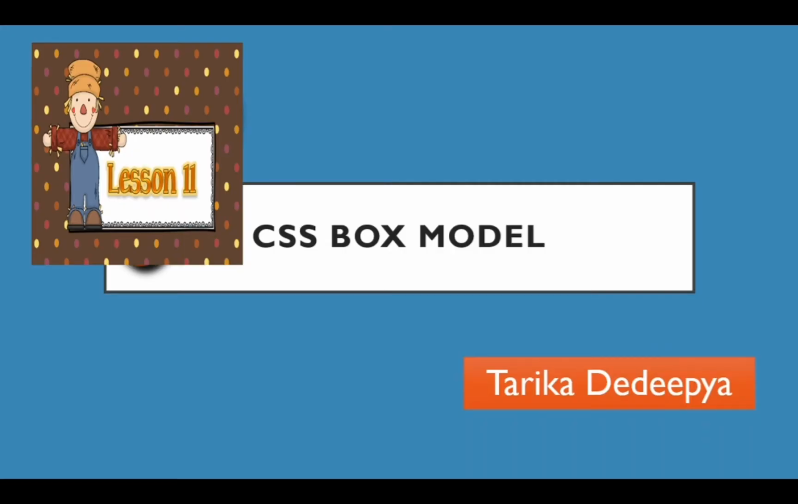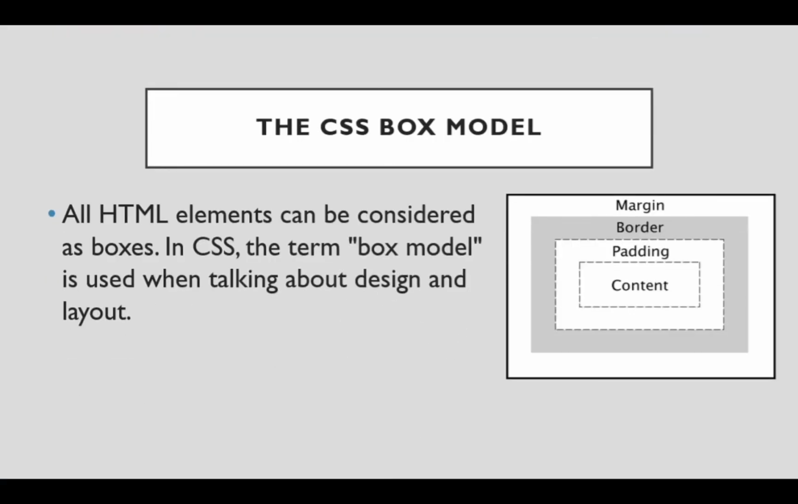So friends, today we are going to see about the CSS box model, lesson number 11. All HTML elements can be considered as boxes. In CSS, the term box model is used when talking about design and layout. The CSS box model is essentially a box that wraps around every HTML element. It consists of margin, border, padding and the actual content. The image beside this one illustrates the box model.